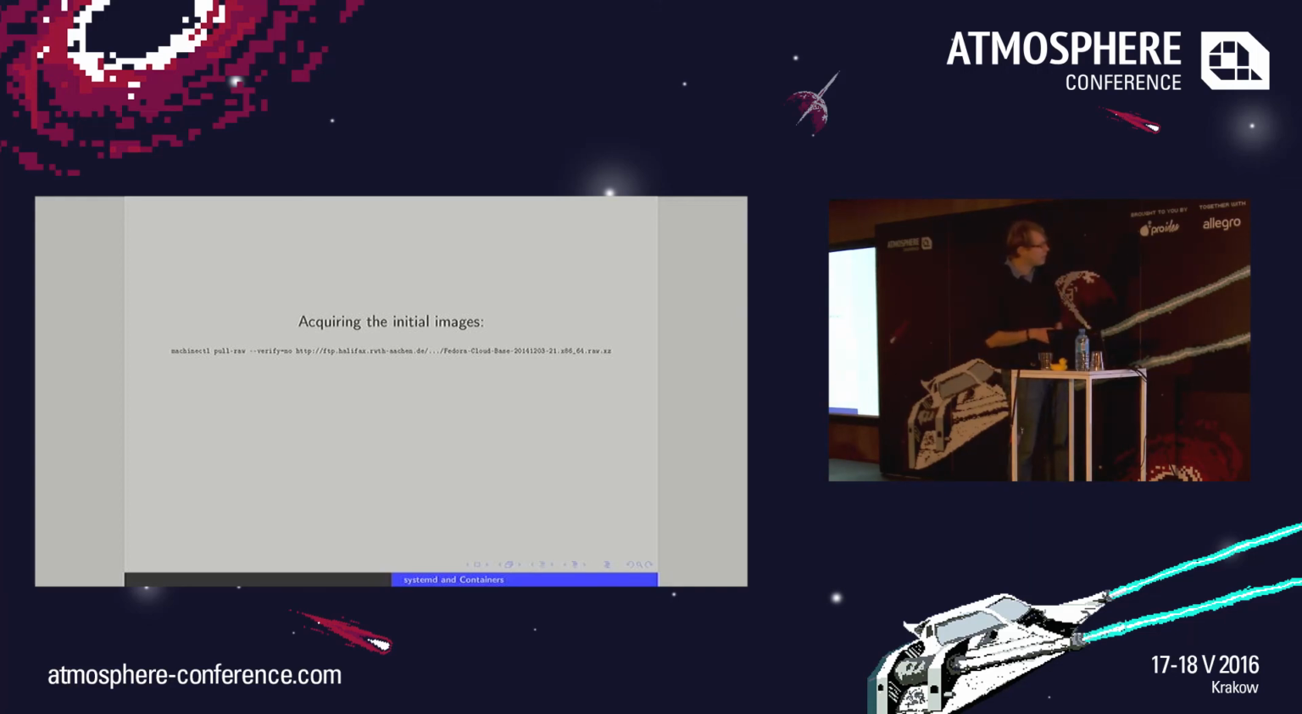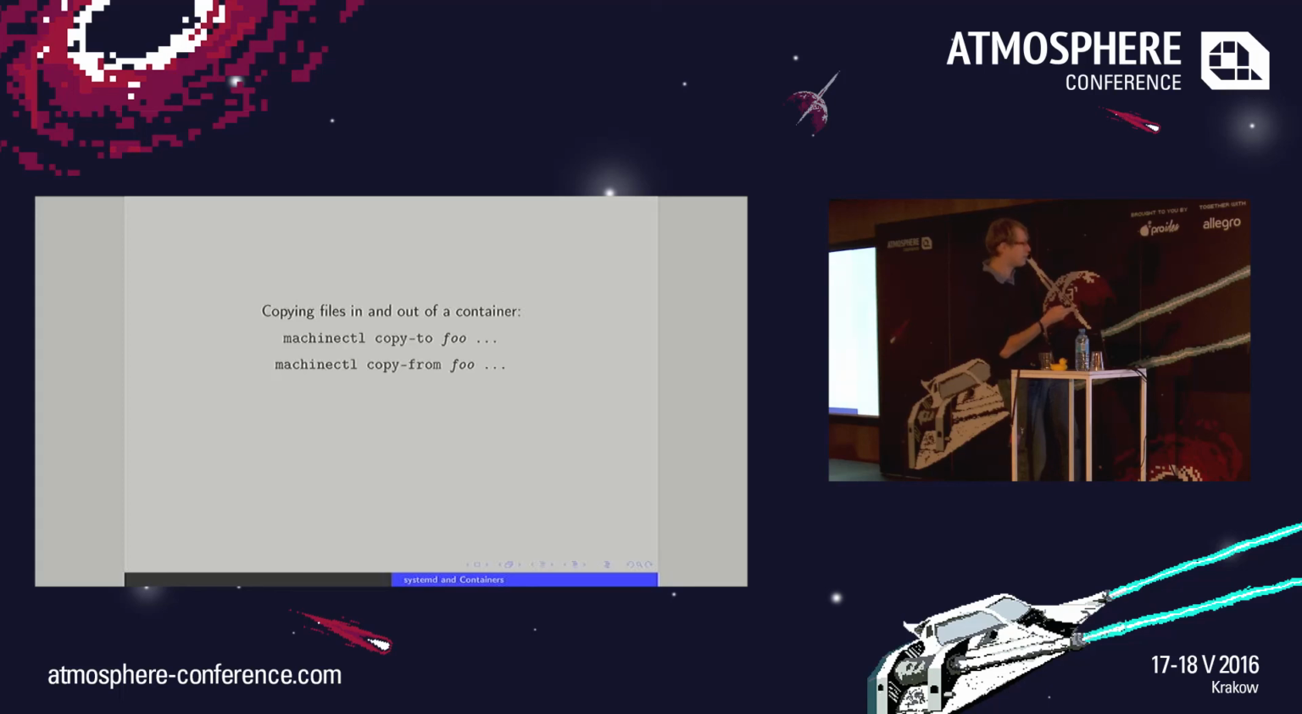Basically, what you see is machinectl pull-raw, --verify=no, and then some URL. This is a way how you can download an image from the internet. In this case, it's a raw disk image, because nspawn actually supports multiple image formats. I have a slide about that later. Let me find that one. By the way, we are not going to be able to do all the slides here, but that's completely okay.